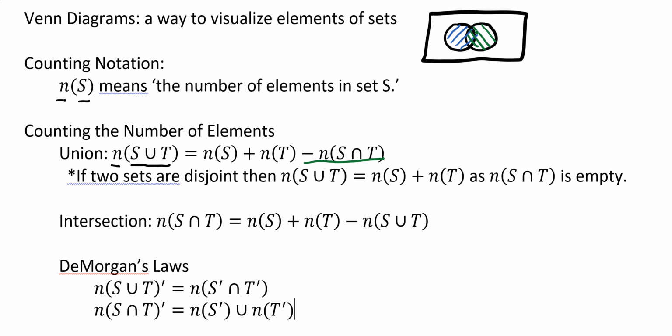So that's for union. And an extra detail about union is if 2 sets are disjoint, remember that means the intersection is 0, then this formula for counting the union of S and T can be simplified to just the number in S plus the number in T. But that's only for disjoint sets.